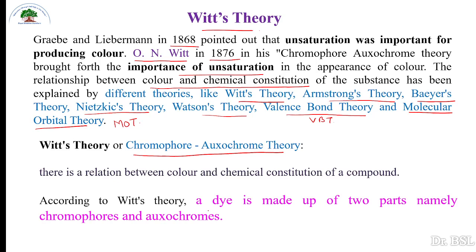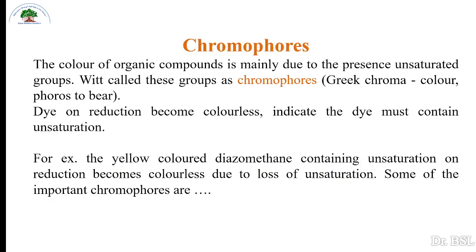According to Witt's theory, a dye is made up of two parts, namely chromophore and oxochrome. So Witt says that a dye is the combination of two parts, that is chromophore and oxochrome. So first of all, as we have already seen, chromophore: the color of an organic compound is mainly due to the presence of unsaturation, and that unsaturated group, Witt called this group chromophore.